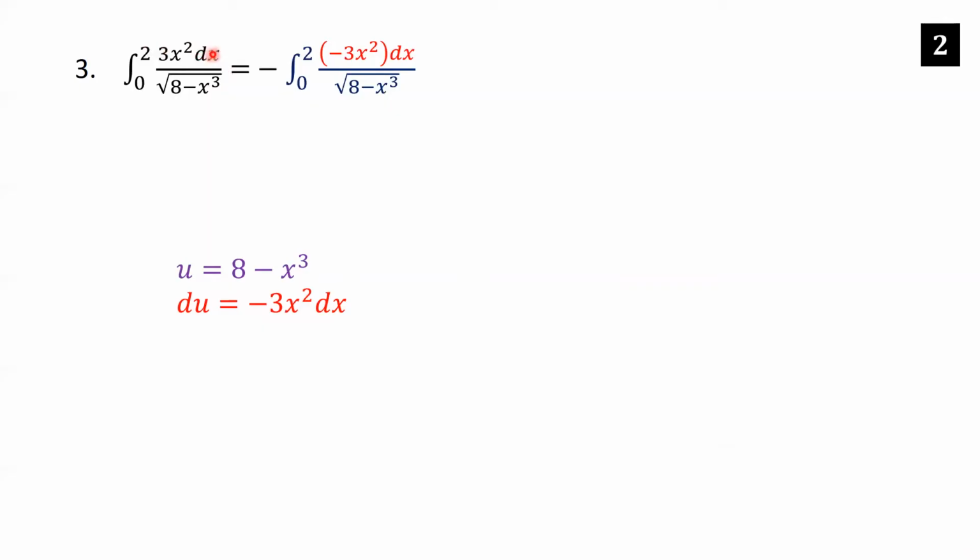We have 3x squared dx, but we need the minus sign, so we put it in, which is equivalent to multiplying by -1, and then we multiply by -1 on the outside to cancel it, right? -1 times -1 is +1. Okay, now we're ready to figure out what the new limits are going to be. When x is 0, we get u is equal to 8 minus 0 cubed, which is 8. And when x is 2, we get u is 8 minus 2 cubed, or 8 minus 8, which is 0.